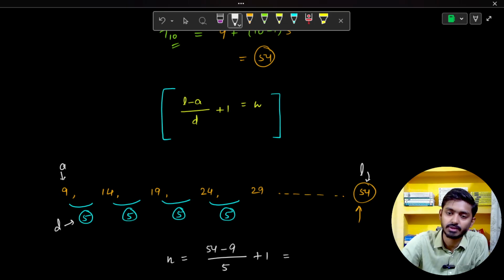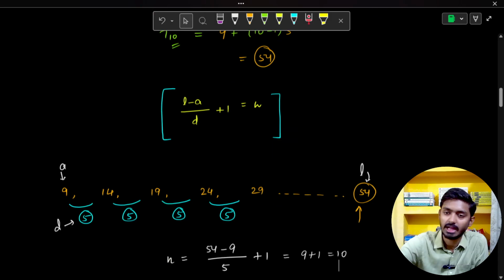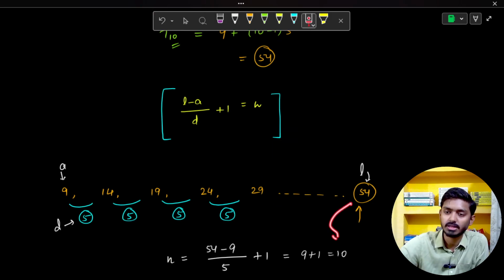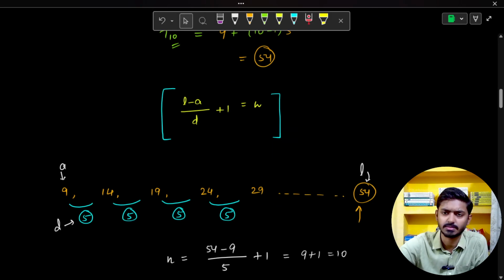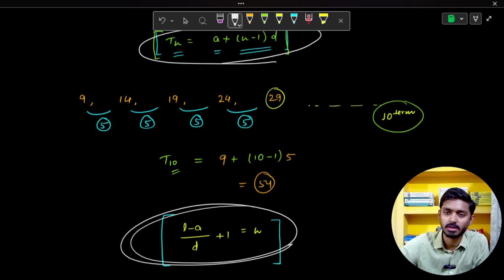We solve this, we get 45. 45 by 5 is 9. 9 plus 1 gives us 10. And we actually started with 10. If you observe, we started with finding the value of 10th term. The value for 10th term is 54, and the position of 54 is 10 itself. Very simple was that. Just learn these two formulas. Learn this and this formula. This will be very helpful to you.